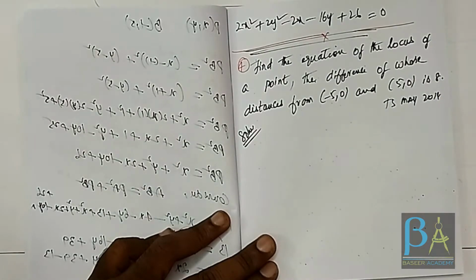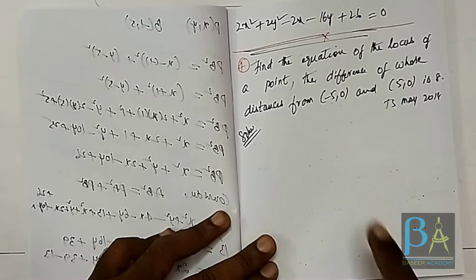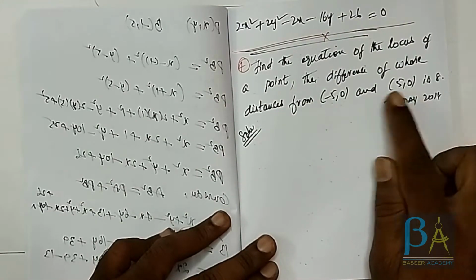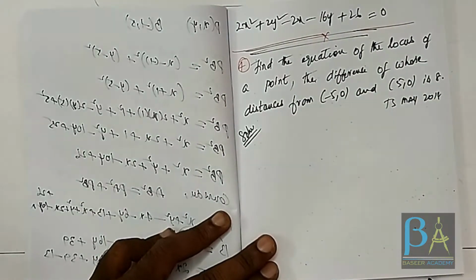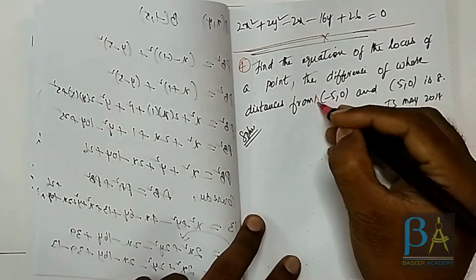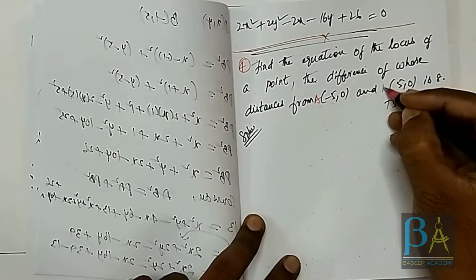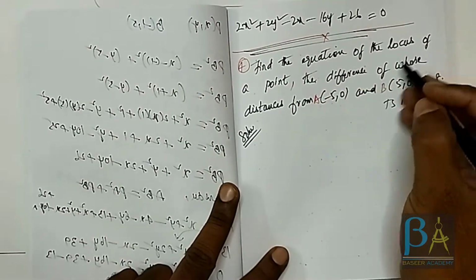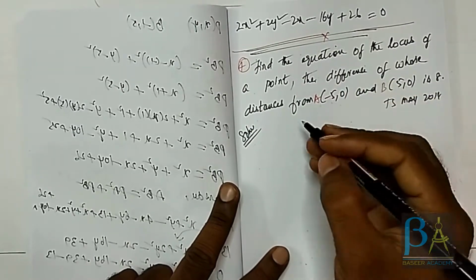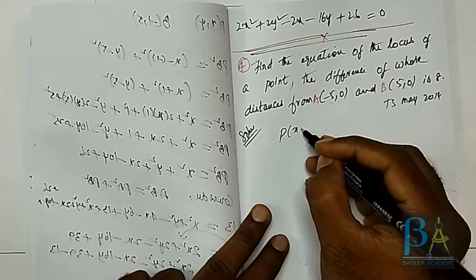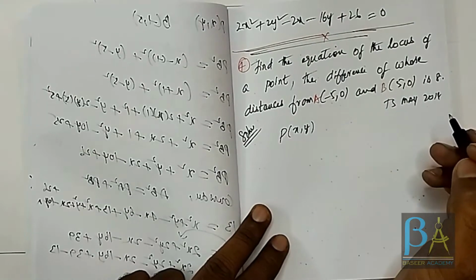So this is what it says. It says that I have a point the difference of whose distances from these 2 points is 8. Let me give these 2 points a name. Let us say this is a point A, and then let us say this is point B. So this is what it really says. I need to find out the equation of locus of a point. I don't know what that point is. Let me say the point is P. It has the coordinates x, y.